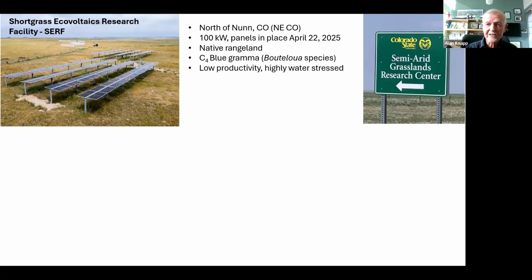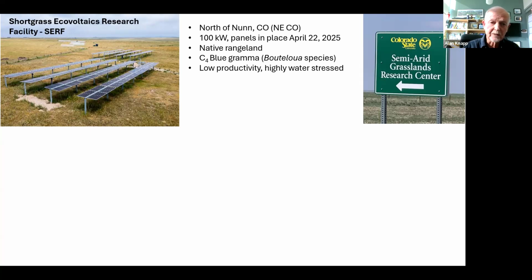It's in the northeast part of the state, north of Nunn, Colorado. Again, there's two small arrays, 100 kilowatts total. It's only been in place for a year. We just had it built this last spring. The key is it's over native rangeland. The dominant grasses are warm season C4 blue grama species. And compared to Jack's, it has really low productivity and it's much more water stressed as a grassland.